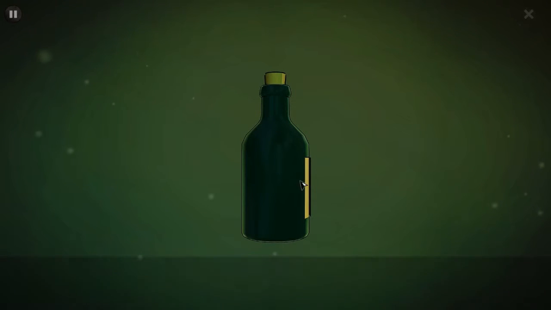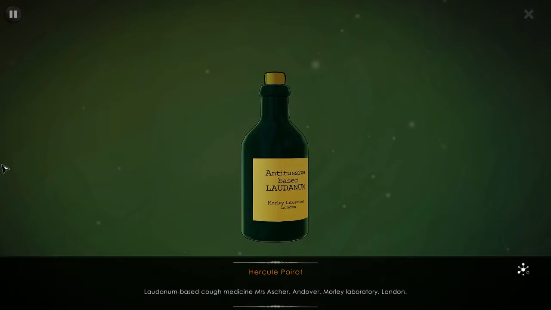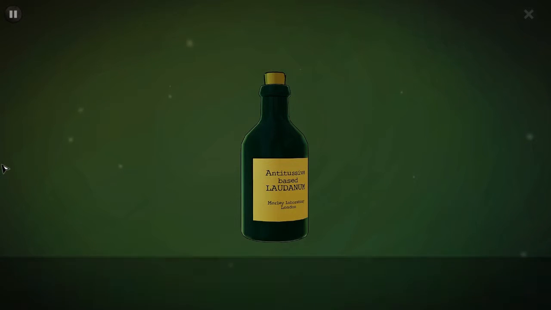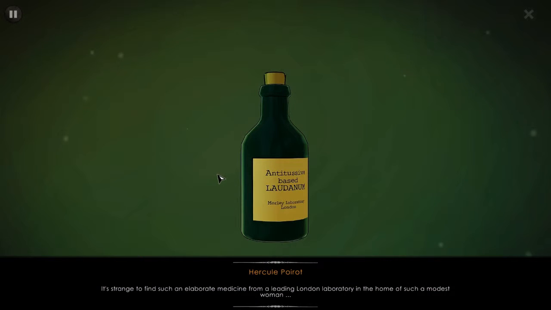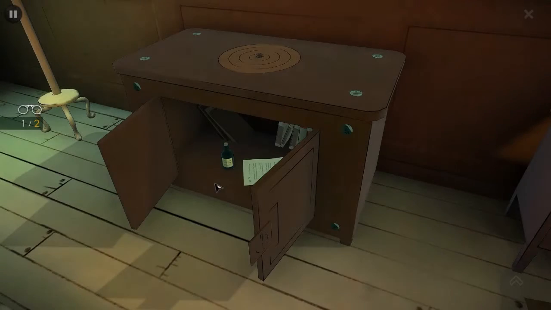Medicine. Okay, what kind of medicine? Laudanum-based cough medicine, Mrs. Asher, and Dover Morley Laboratory, London. It's strange to find such an elaborate medicine from a leading London laboratory in the home of such a modest woman. Okay. There seems to be a ladder in here as well.